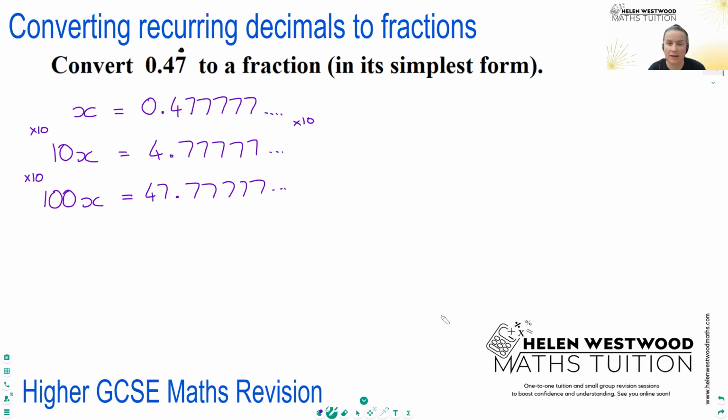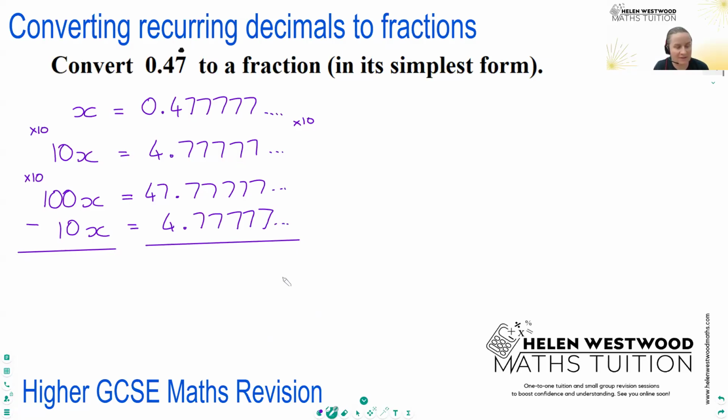Now, what we're looking at doing is a subtraction that will make that decimal tail, that repeating number, cancel out, disappear. So when we get to this stage, we'll notice that we've got this equivalent recurring decimal of the 7 here and here. So what that means we can do is we can say, right, I'm going to subtract 10x away from 100x, because in doing so, those recurring 7s will cancel.